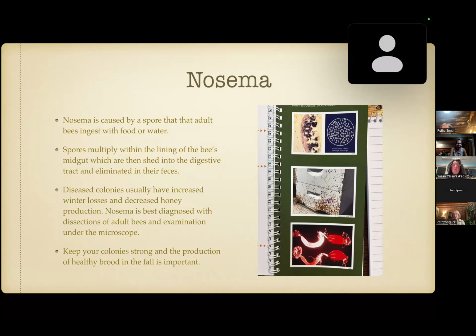There's brown stuff everywhere. The upper picture that's glowing white is an unhealthy gut. The bottom picture, where it's more amber, is where they've pulled that midsection out and dissected a bee. That is what a healthy gut should look like. So how do I keep nosema at bay? I want strong colonies, and my fall production of brood is very important. So it all goes back to, how do I keep good bees? I want a strong, healthy hive.